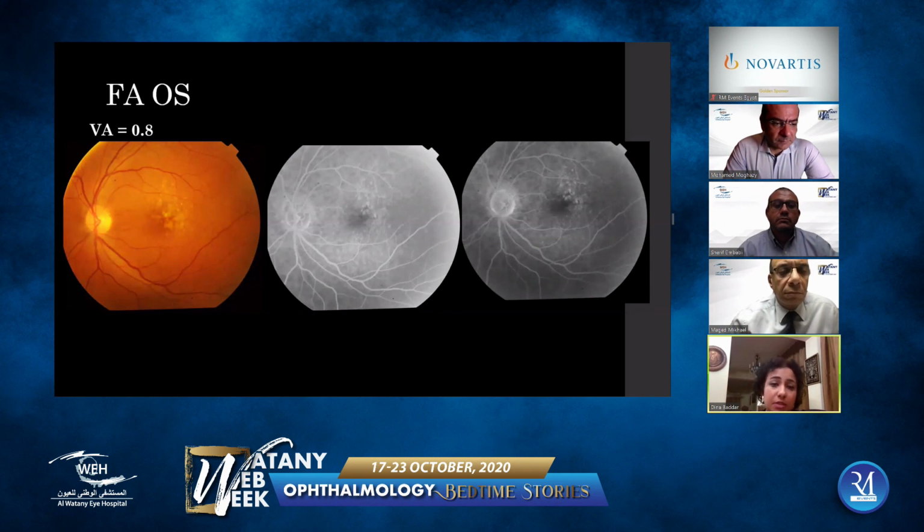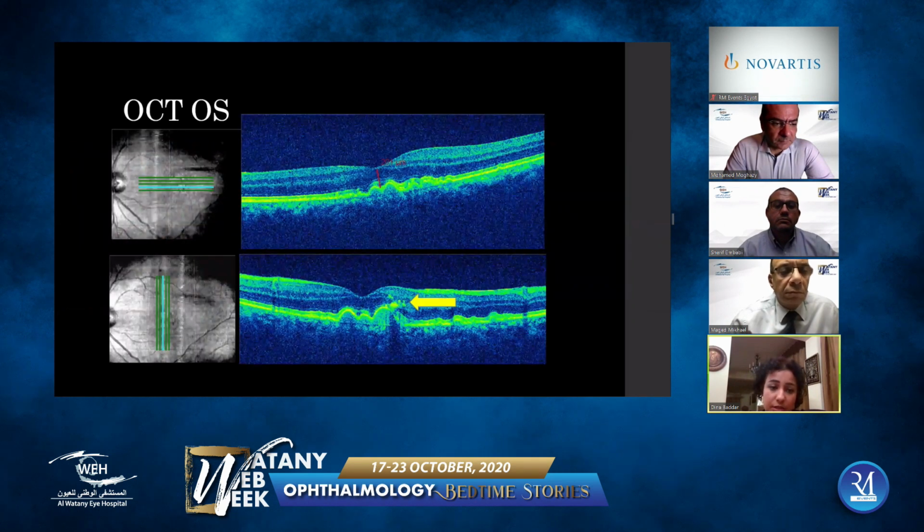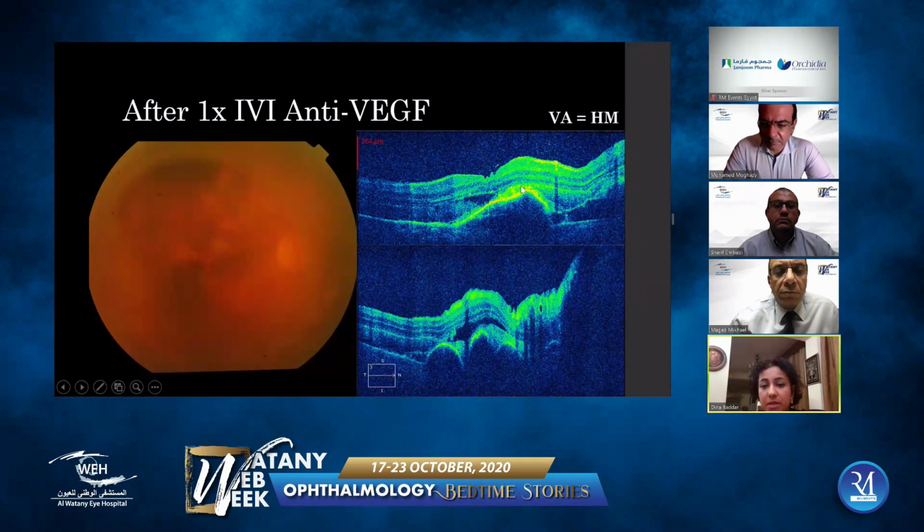Patient again received single intravitreal anti-VEGF, and he had this breakthrough hemorrhage. The OCT was actually done, and you can see that the pigment epithelial detachment is still elevated, still has subretinal hemorrhage and subretinal fluid. Dr. Mughazi, how would you proceed from that point?